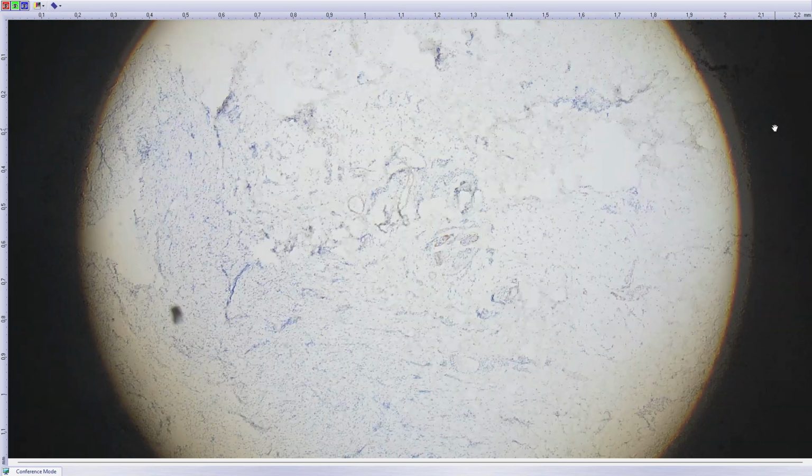Then I did EMA. I don't recall how it's stained. I think there was some focal staining or something that looked like a staining. Not sure. Nothing really prominent.